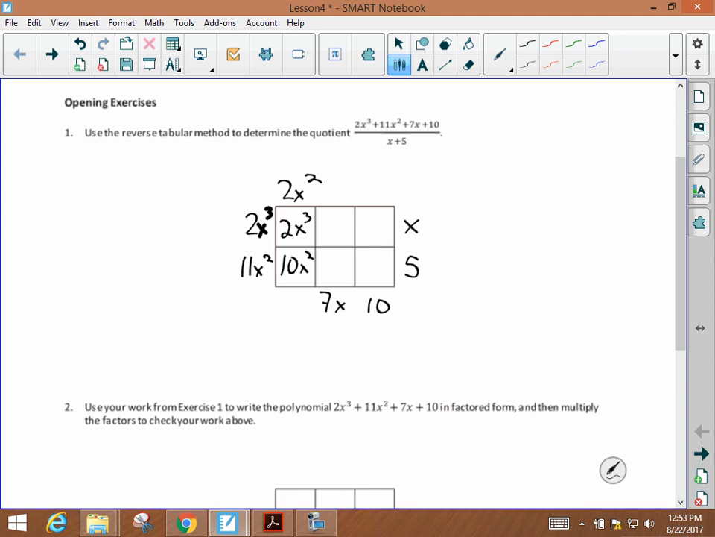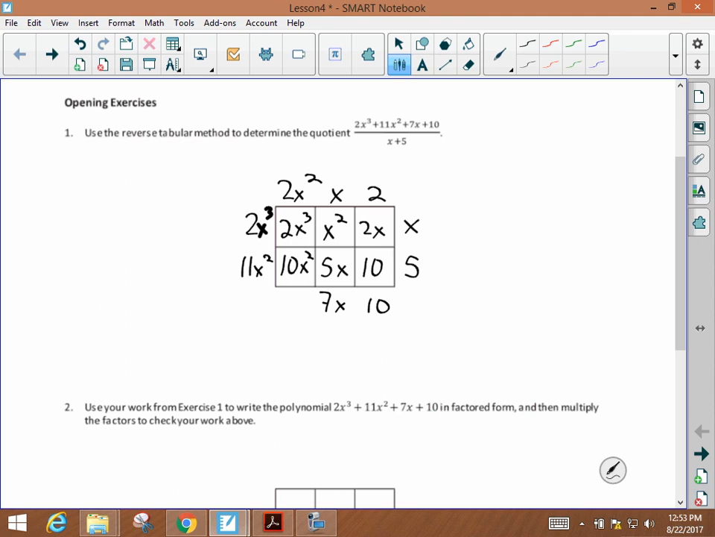What did I add to 10x squared to get 11x squared? Well, it's going to be x squared. And then what did I have to multiply times x to get x squared? That's x. x times 5 is 5x. This is a 2x. 2 and 10. I'm just going through that quickly because it's something that we've already really focused on.